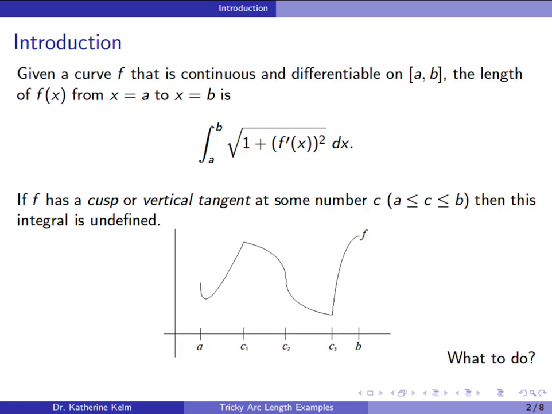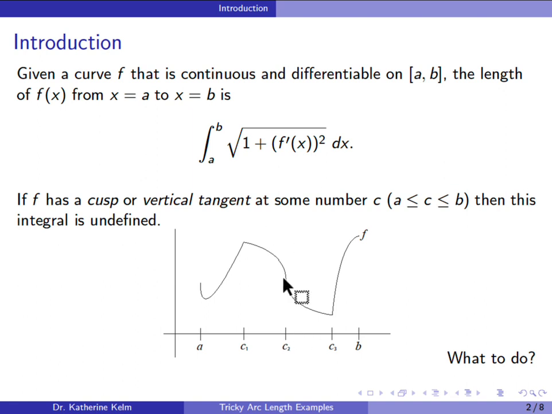For example, if f has a cusp or vertical tangent at some number between a and b, then this integral is undefined because the derivative is not defined there. For example, in this curve, we see that at c1, there is a cusp or sharp corner. The derivative is undefined at a cusp. Same at c3. So this formula is going to have a problem at those x values.